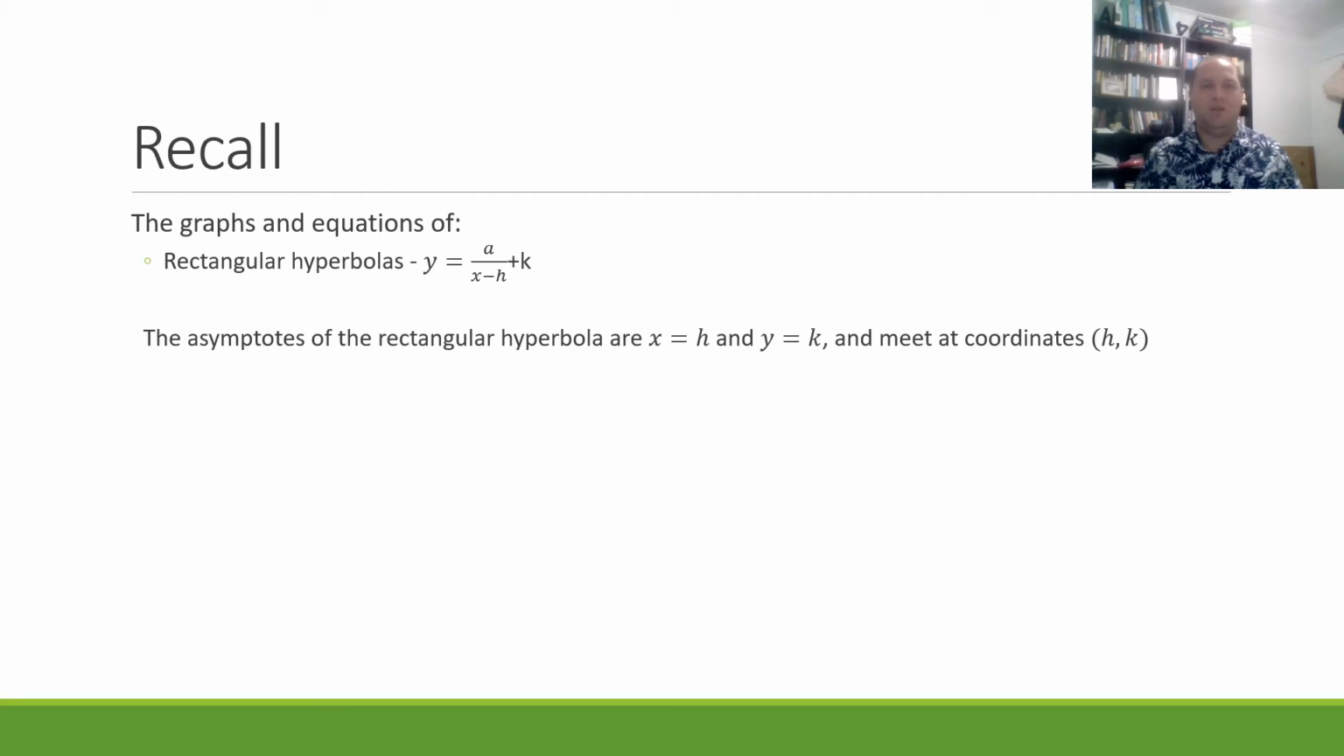Right, biggest things to recall, the equation of our rectangular hyperbola, so y equals a over x minus h plus k. Key things are, from there, our asymptotes are x equals h and y equals k, which will meet at our coordinates (h, k). And yeah, that's about it as far as things you have to recall.